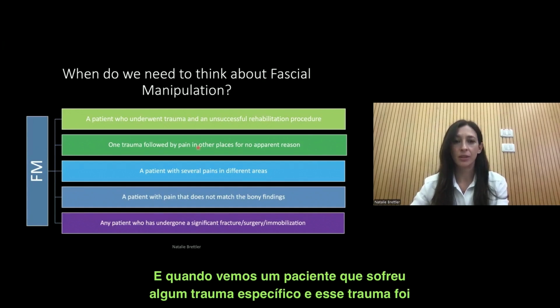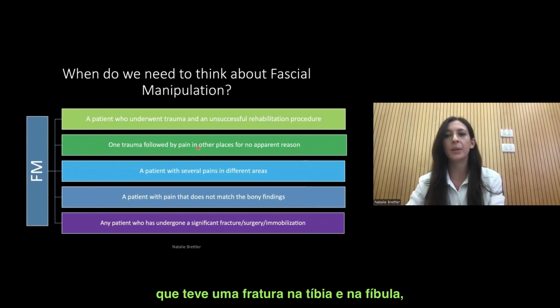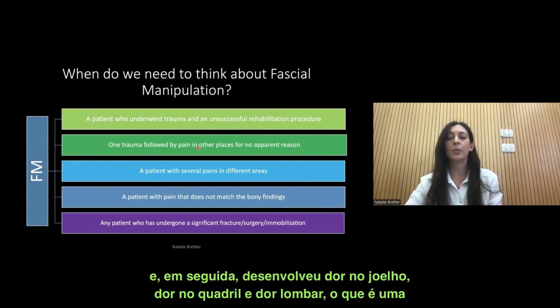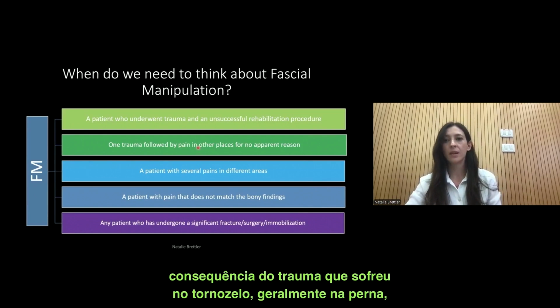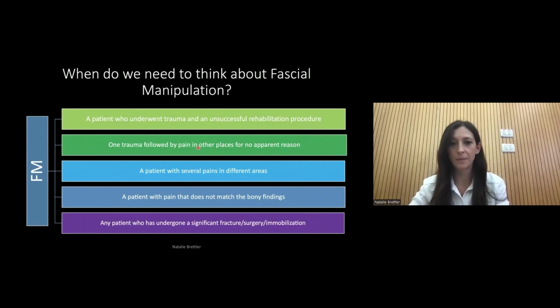When we see a patient who had some specific trauma, followed by pain in other places for no apparent reason, for example, a patient who had a fracture in the tibia and fibula, and then developed pain in the knee, and then pain in the hip and low back pain, this is usually a consequence from the trauma they had in the ankle, and therefore they should see a fascial manipulation specialist.